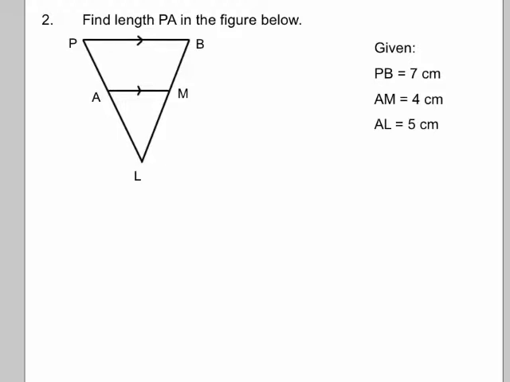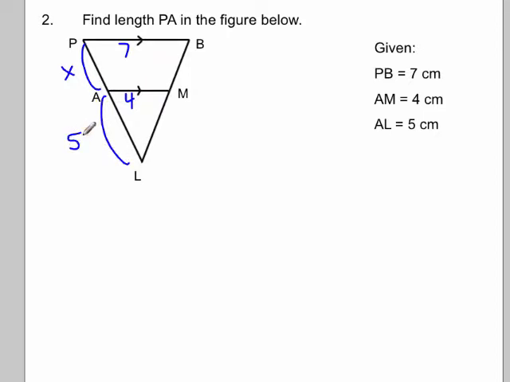Alright, here's another question. What we want to do here is find the length of PA, which is this distance here. I'm just going to mark that with an X. And we're given some other lengths. PB is 7, AM is 4, and AL, which is this distance, is 5.